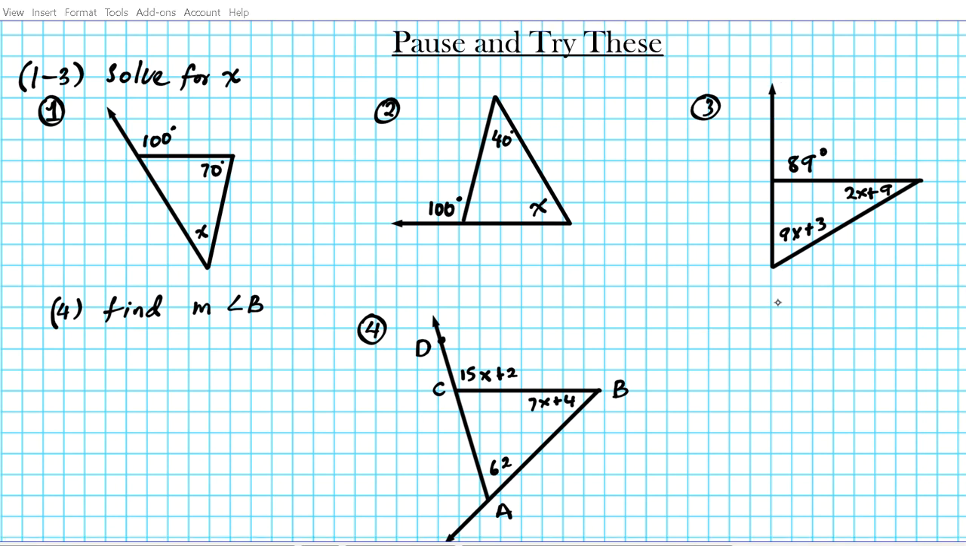Alrighty, welcome back. Hopefully you had a chance to try out these practice problems. Let's take a look at what the correct answers are. For number 1, the correct answer is 30 degrees. Number 2, x is 60 degrees. Number 3, x is the value 7. And then number 4, the measure of angle B is 60 degrees.